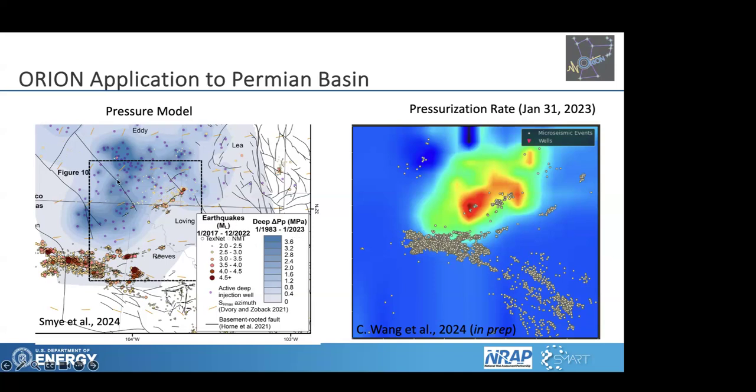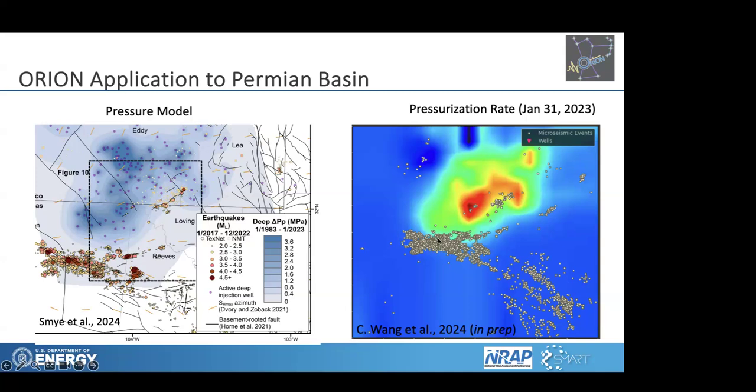We worked with them and were able to export depth slices of the pressure change for every time step and incorporated those into Orion. And then we calculated the seismic forecast in Orion for the injection information. So what you can see here is just a map view of the pressurization rate in Orion that's related to the pressure change that's shown in their CMG calculation.